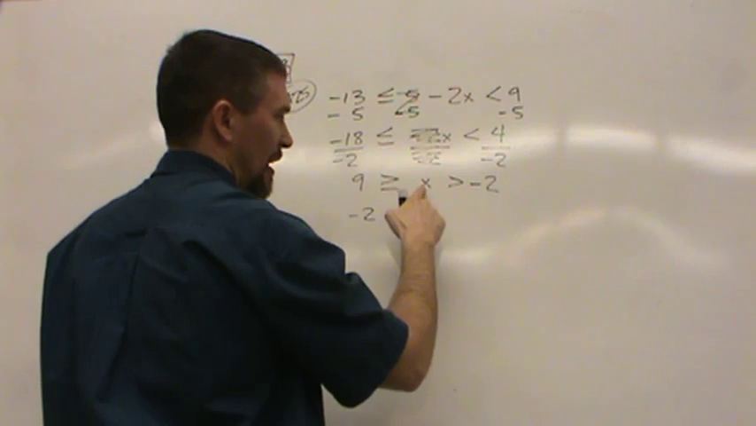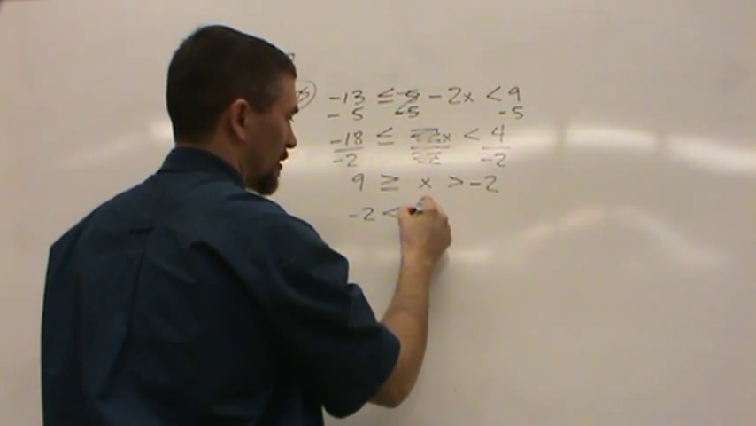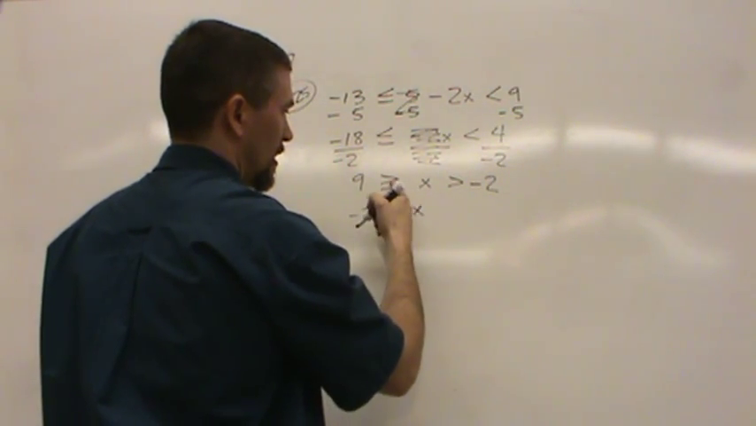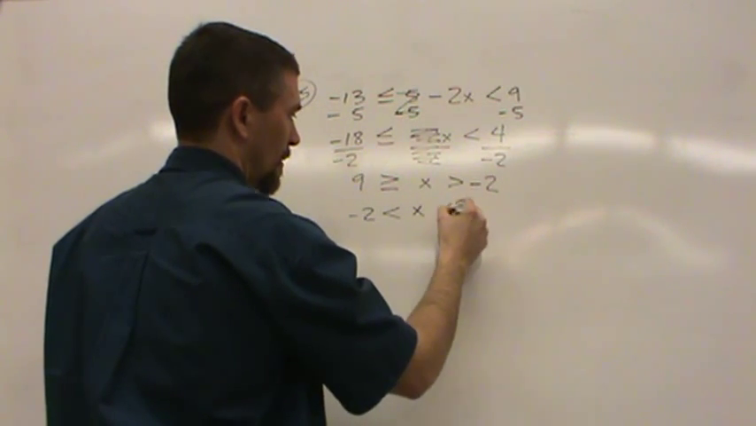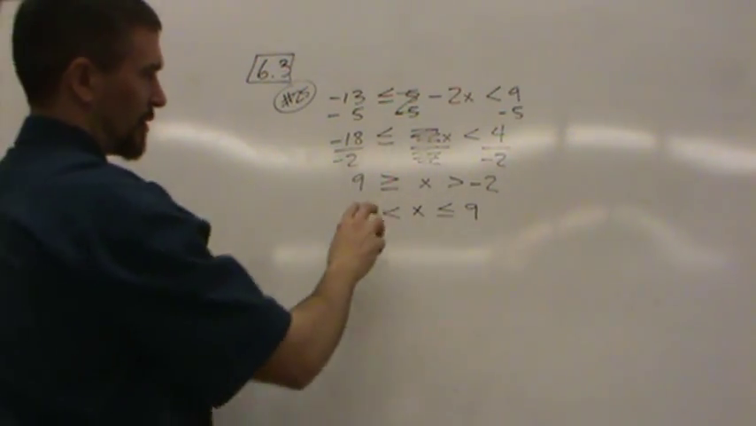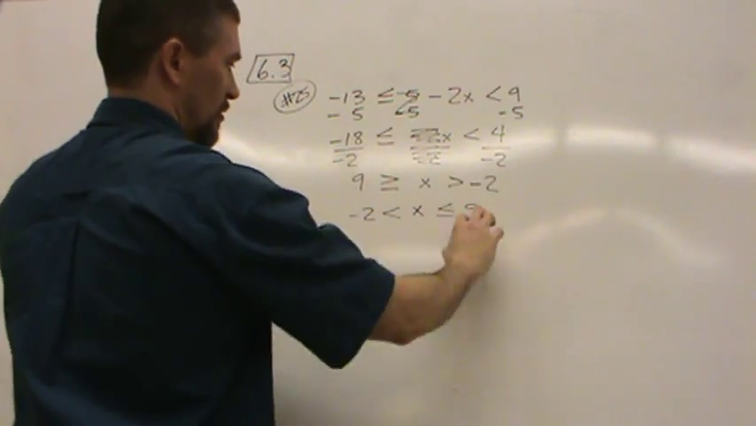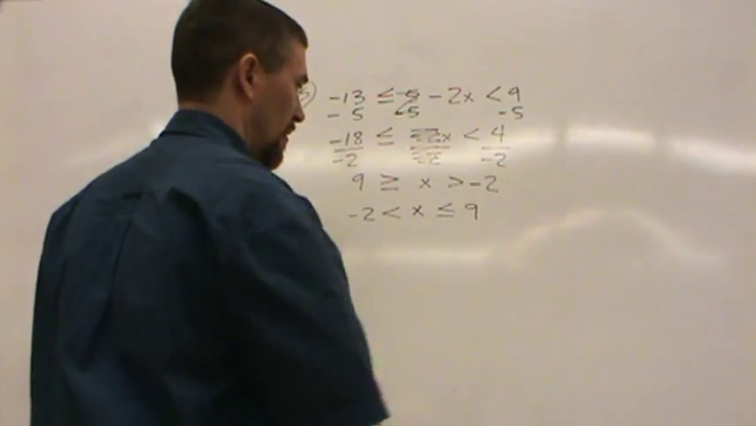So if you read it, x is greater than negative 2, you can see x is greater than the negative 2. And then the 9 is bigger than the x. So basically I just turned it all around. You can see I switched places with these and turned the signs around just so I could write it where this is the smaller number, then bigger and bigger.